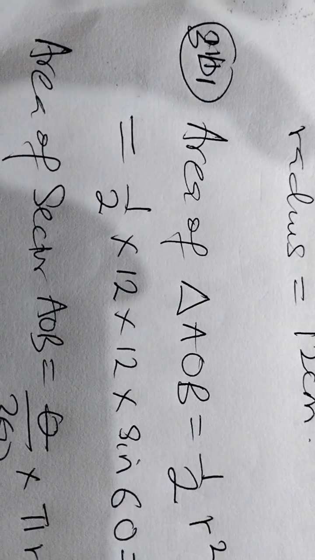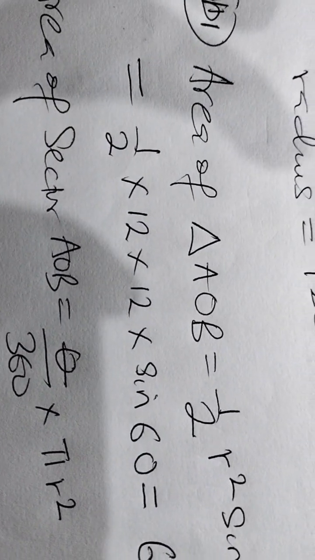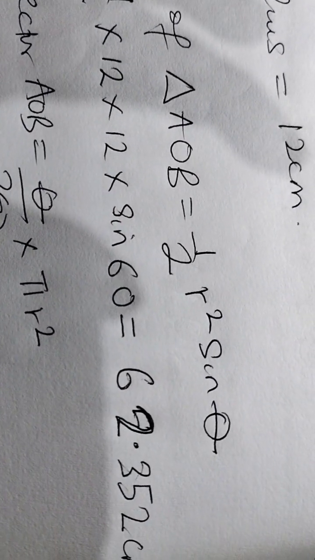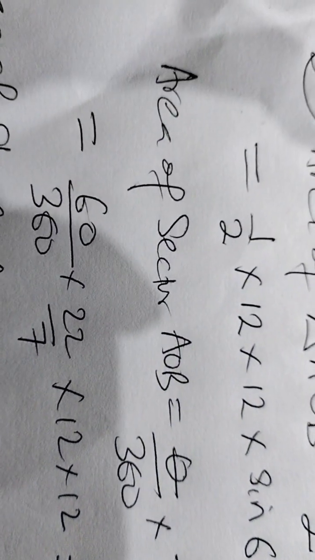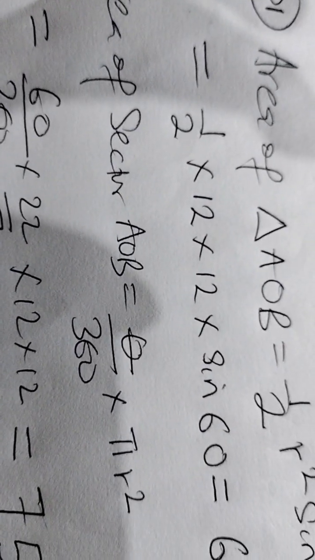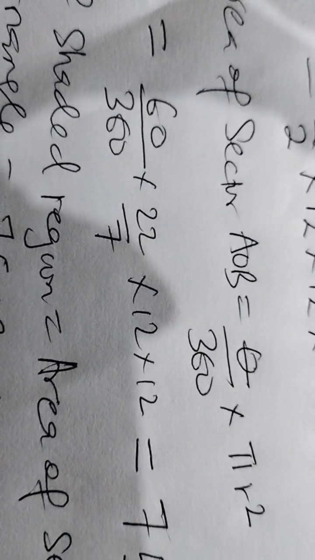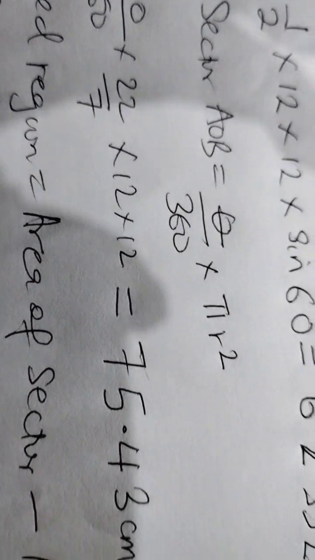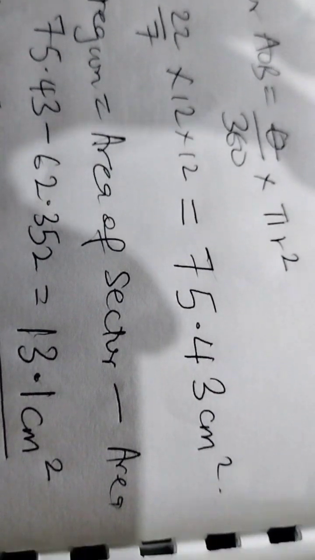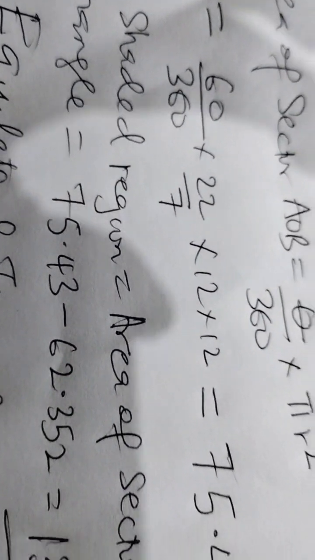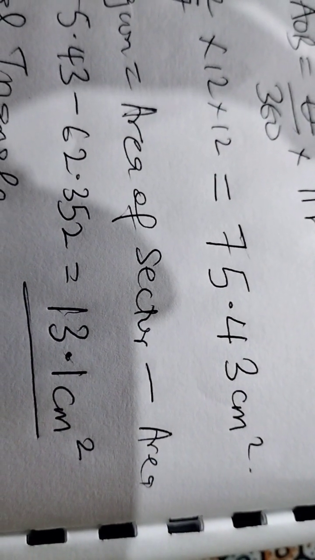3bi, to find the area of the shaded part, first we find the area of the triangle AOB using half r squared sine theta, which is half times 12 squared times sine 60. That gives us 62.352 cm squared. We find the area of the sector AOB using theta over 360 times pi r squared. Solving this, we have 60 over 360 times 22/7 times 12 squared again. That gives us 75.43 cm squared. Then area of the shaded region becomes area of the sector minus area of triangle, which is 75.43 minus 62.352, giving us 13.1 cm squared to 3 SF.